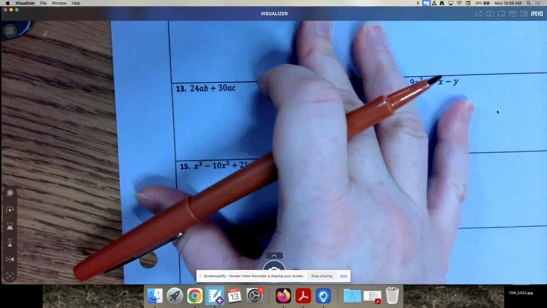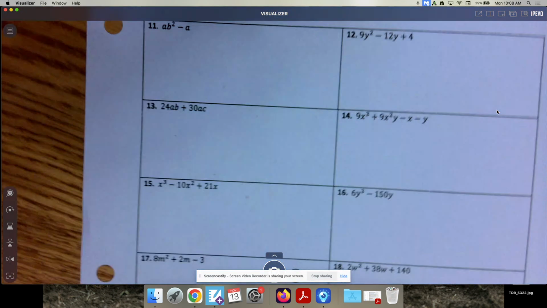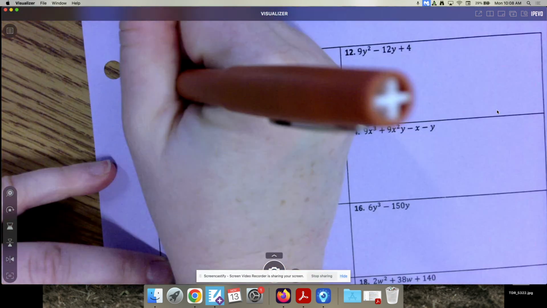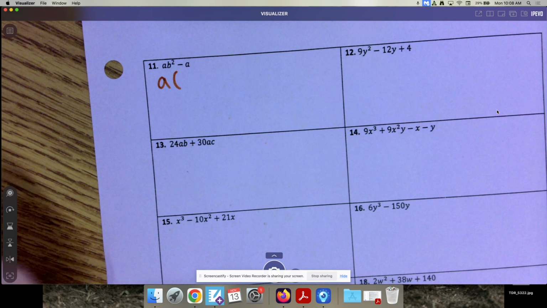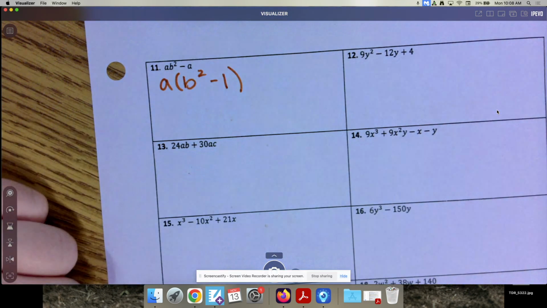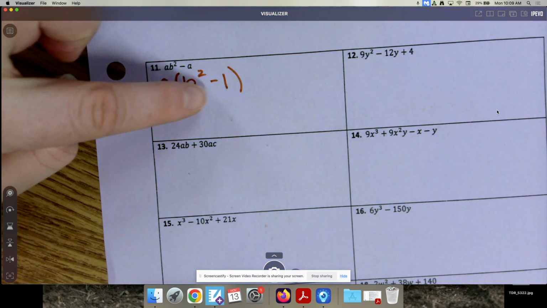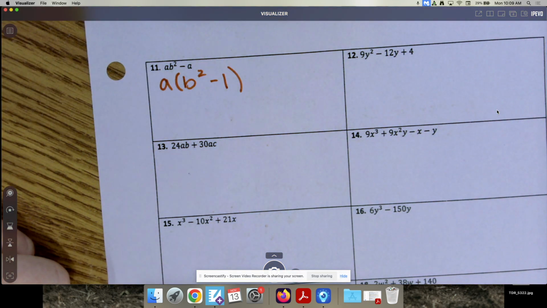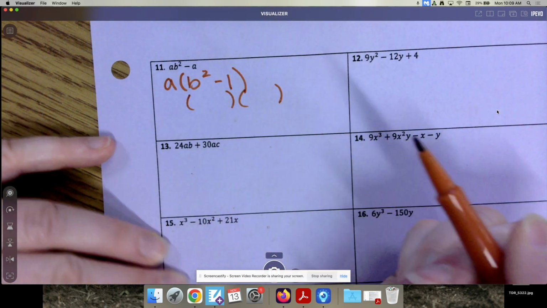Number 11. Step 1, can we take anything out? What can we take out? A. If you take an A out, what's left of AB squared? B squared. What's left of minus A? Minus 1. So when you take out something, you can't lose a space. You started with 2 spots, we still have to have 2 spots on the inside. Can we factor b squared minus 1 anymore? Yeah, 1 is a perfect square. We're minusing. So if it's b squared, what would your parentheses have to start with? B and b.